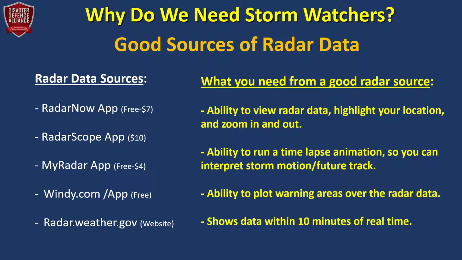What do you need from a good radar source? Well, you need the ability to view radar data, to highlight your location, and to zoom in and out. The ability to run a time-lapse animation so you can interpret storm motion and future track. The ability to plot warning areas over the radar data. And again, you want a source that has data within 10 minutes of real time. There is a website that NOAA operates, radar.weather.gov, that also provides radar information, but again, it also can be delayed 5 to 10 minutes from real time.